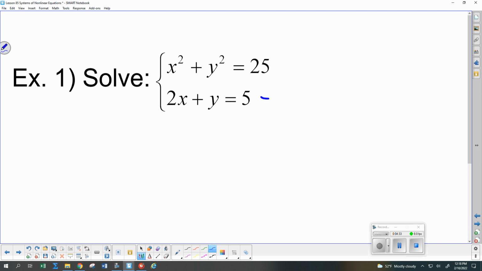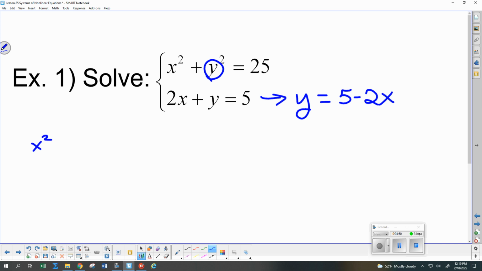Okay, so take this one and get y by itself as either negative 2x plus 5 or 5 minus 2x. And then we're going to put that in for this y. Thumbs up, thumbs down. Are we good with that? Okay, so let's then, we're putting it into this top one now.